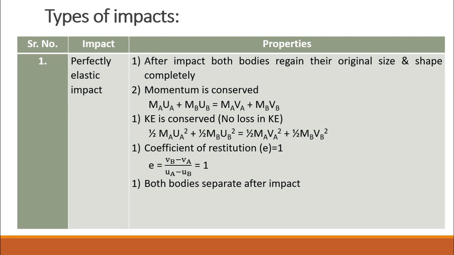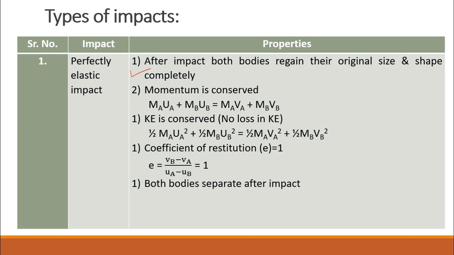Now, types of impact. There are four types of impact. First, perfectly elastic impact. Perfectly elastic impact means two elastic bodies collide on each other. Here are the properties. The first property says that after impact both bodies regain their original size and shape, because it is elastic. So elastic material will regain its original size and shape again.